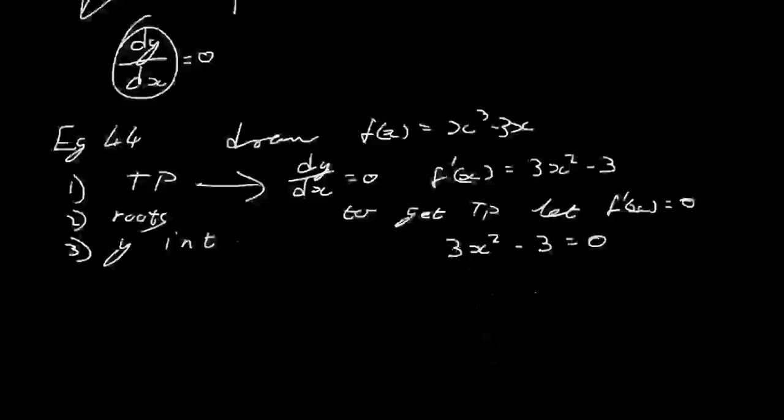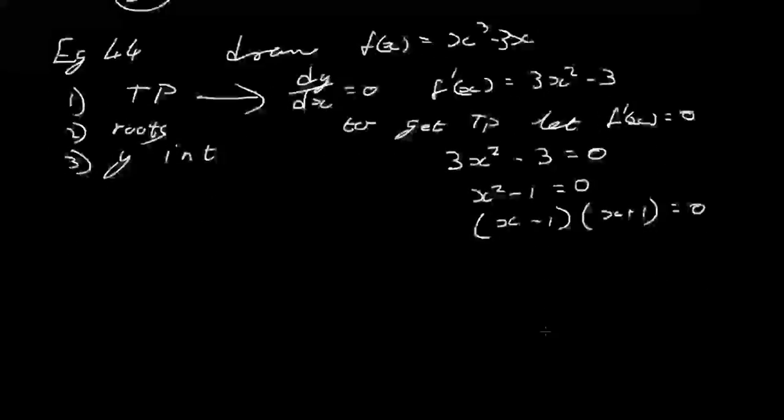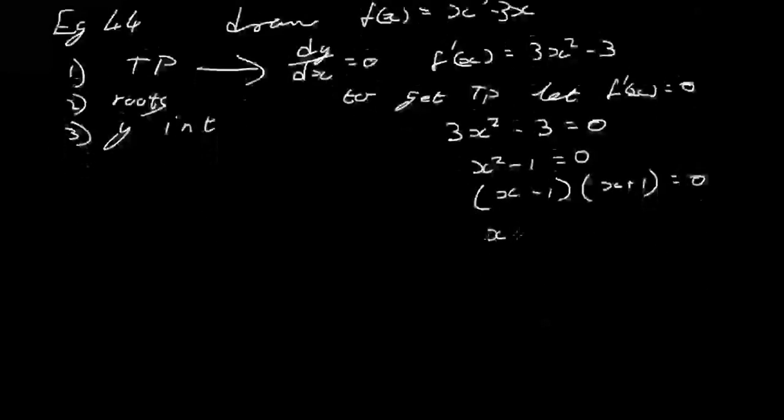Well, we can divide the whole equation through by 3, which leaves us x squared minus 1 equals 0. And then we've got a difference of two squares. So (x minus 1)(x plus 1) equals 0. Okay, so our two turning points are x equals 1 and x equals minus 1. So there are our two turning points.